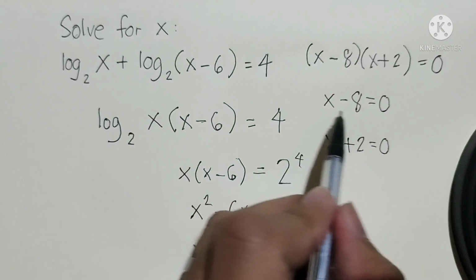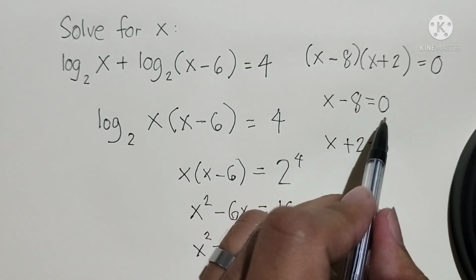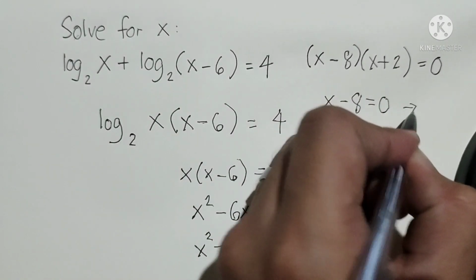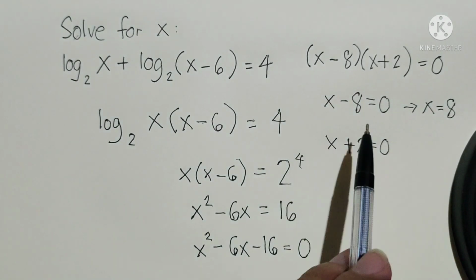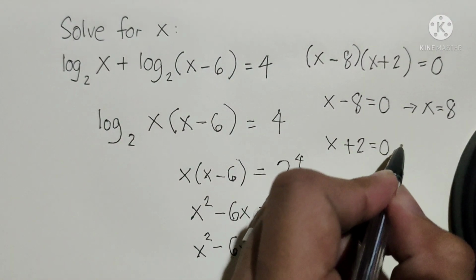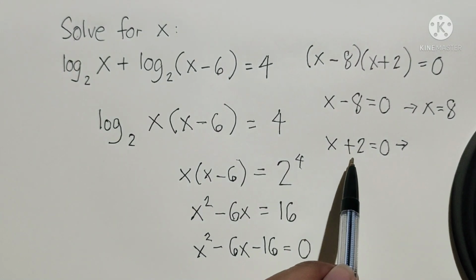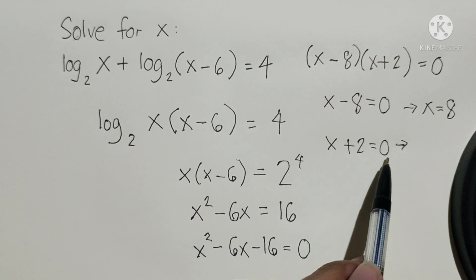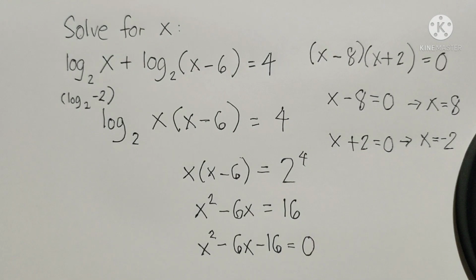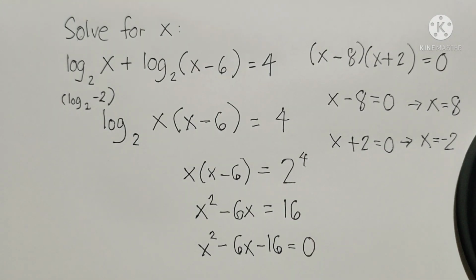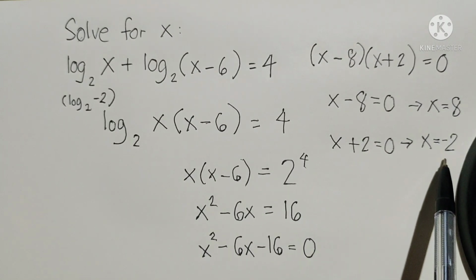And anong number ang kapag binawasan natin ng 8 will be 0? The answer is 8. 8 minus 8 is 0. For this one, anong number ang kapag inad natin ng 2 ay magbibigay ng 0? The answer is negative 2. So far, meron tayong na-solve na two possible answers, 8 tsaka negative 2.